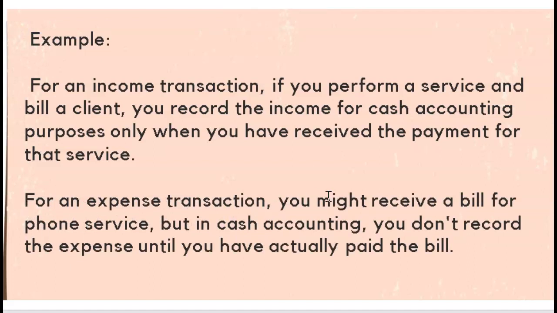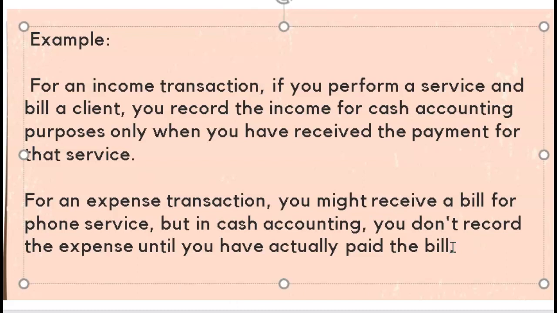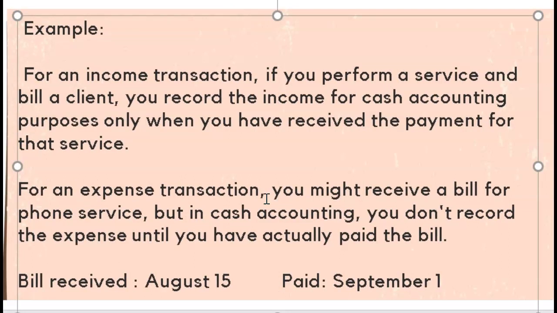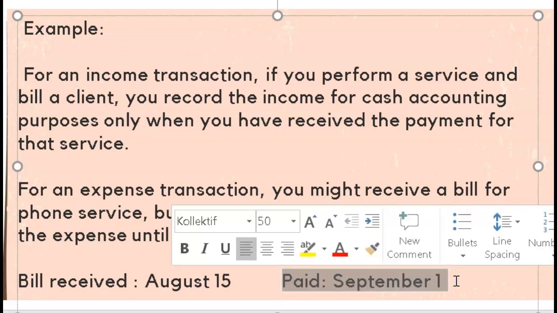For an expense transaction, you might receive a bill for phone service, but in cash accounting, you don't record the expense until you have actually paid the bill. So, for example, you have received the bill, the bill was received on August 15. And then you paid the bill on September 1. So, under the cash accounting, you will record it in the books on September 1 when the bill was paid. Okay?